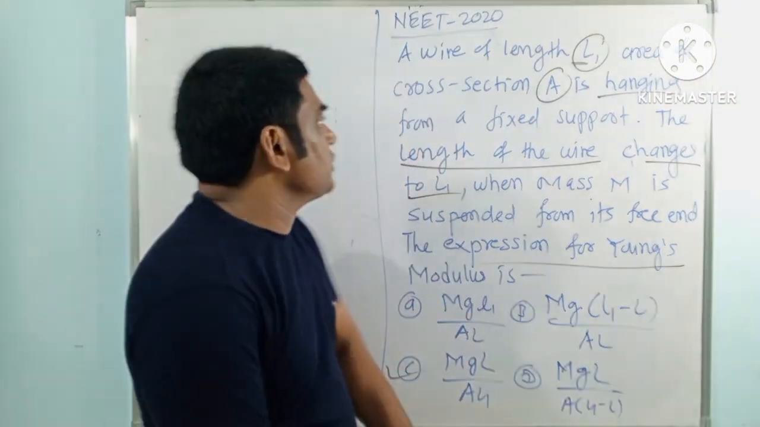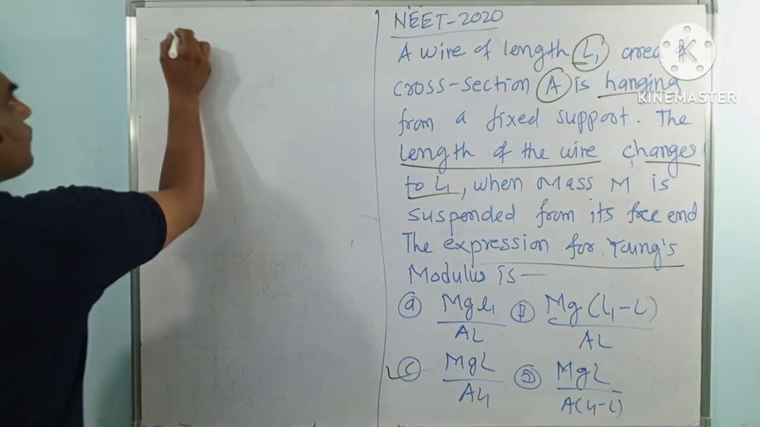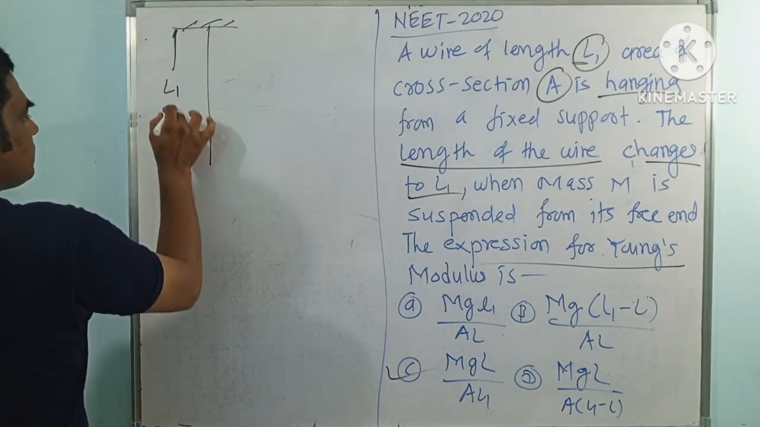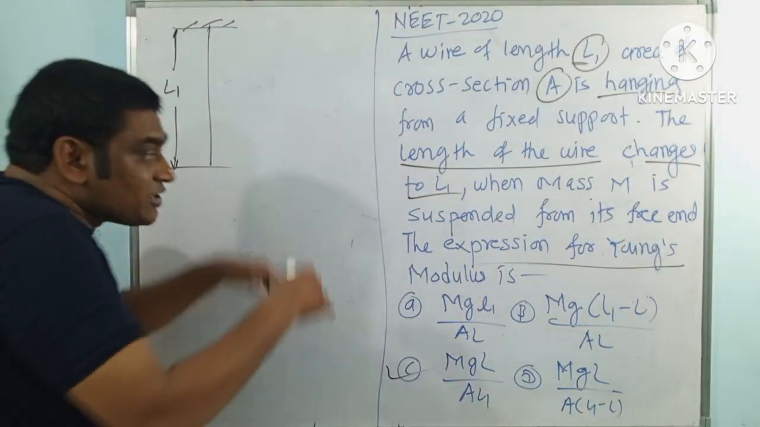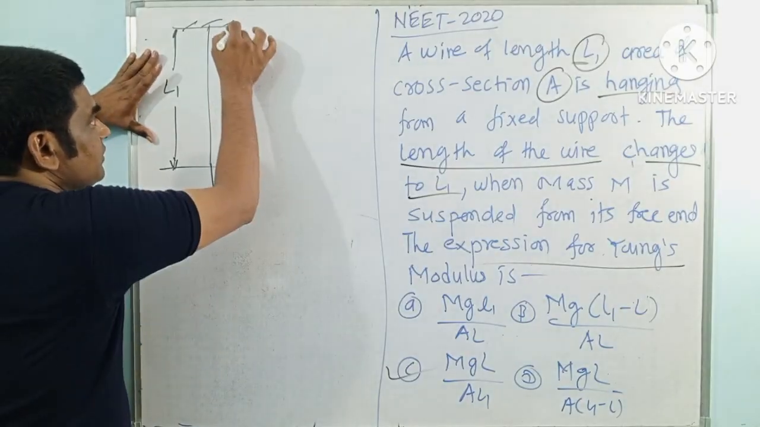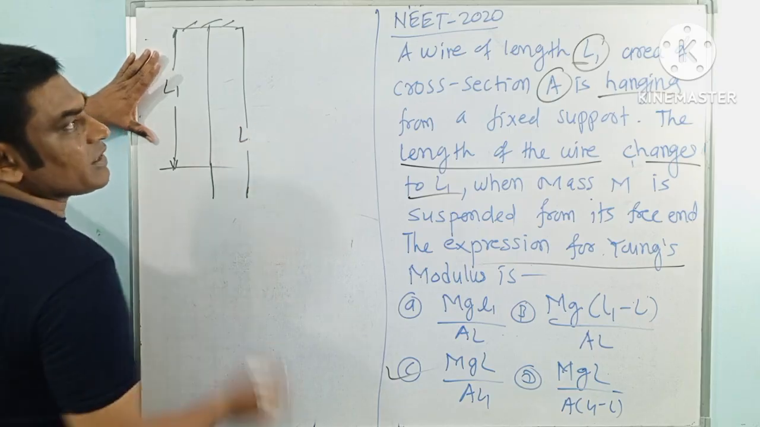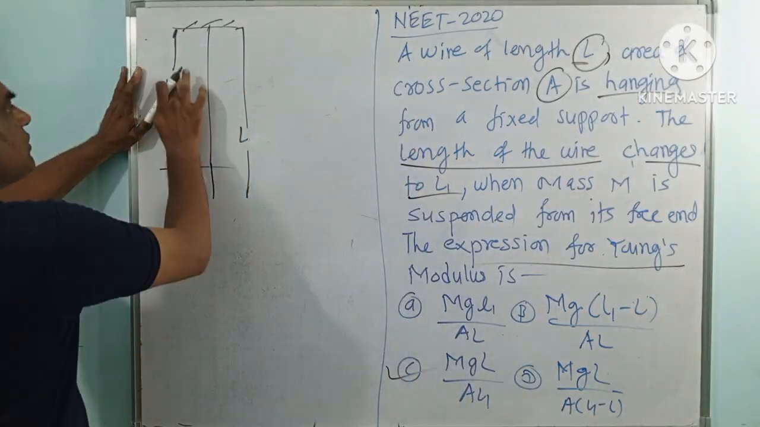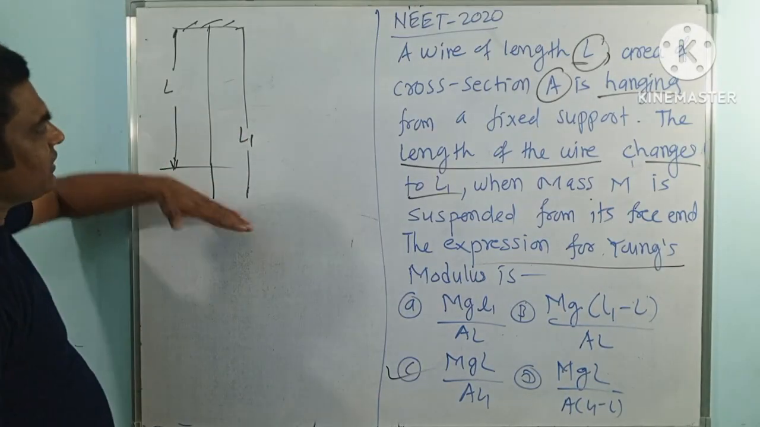So this is a NEET 2020 question, Corona period, right? A wire of length L1, let us say this is the L1 wire, hanging from a fixed support. The length of the wire changes to L1. Initial length is L and new length is L1.